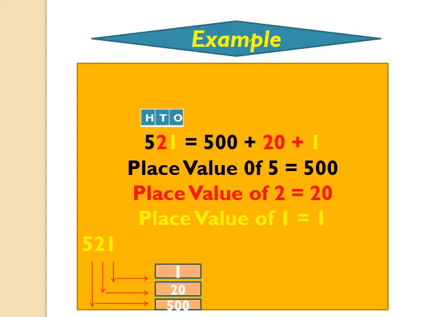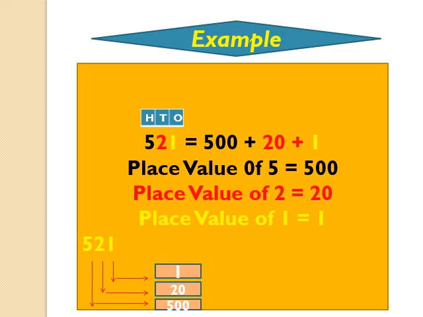So here is another example. In this there is a three-digit number, that is 521. Now we have to expand this number. So how can we expand this number? We can expand this number by writing the place values of each digit and then adding them. So let's begin. Now our first digit is 5. It comes under hundreds place, so its place value becomes 5 hundreds.